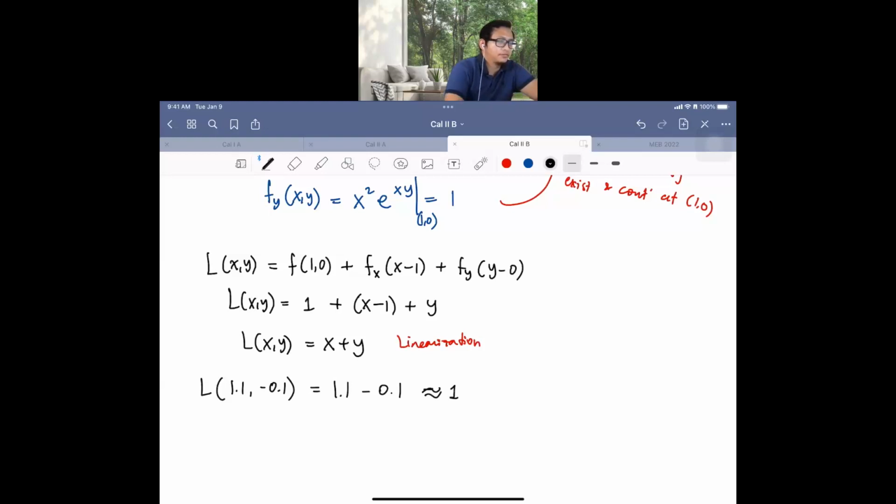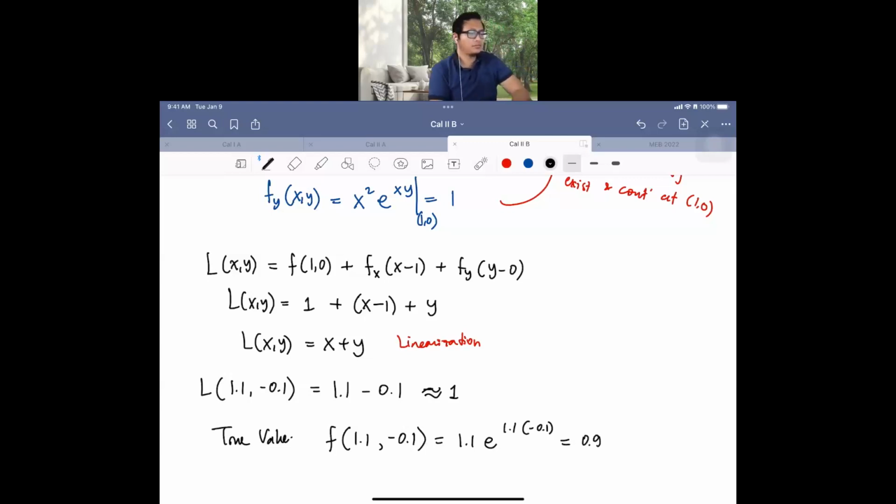We can check the true value, f of 1.1, negative 0.1, so 1.1 times e to the power of negative 0.11. If we check with a calculator, this will result in 0.98 something. So actually it's close, right? It's close to the real value, and the difference will be the error.